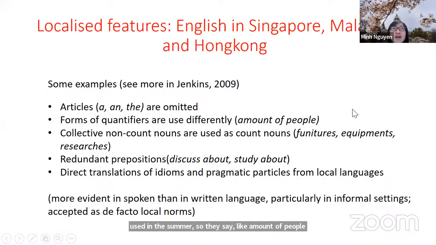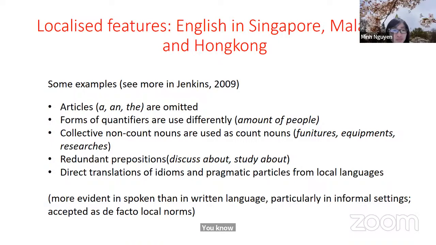But I must say that I have observed an increasing number of native speakers saying amount of people, especially in online comments, when you look at how they comment on articles online. They do say amount of people increasingly.